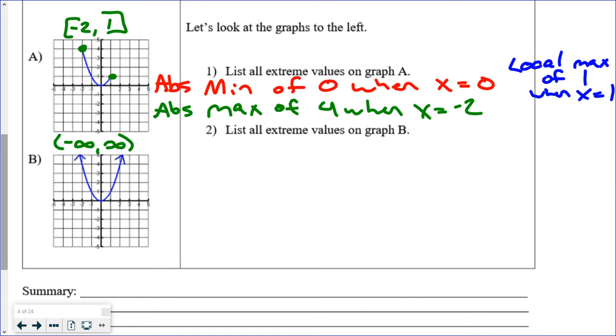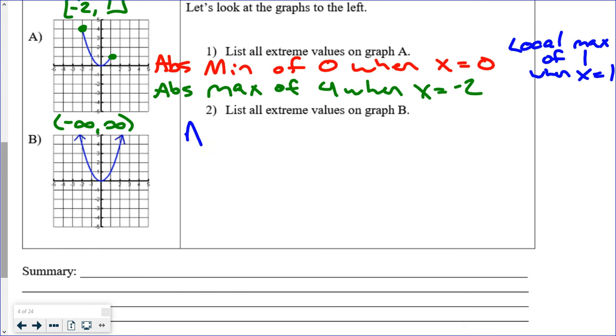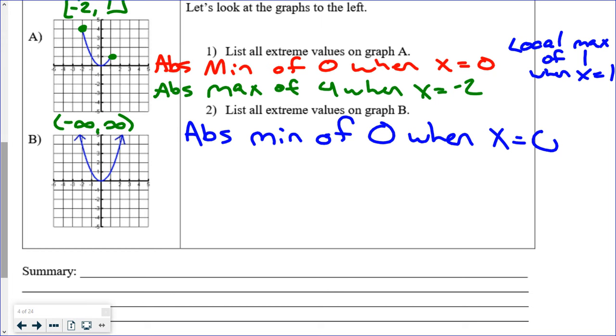How about on the second one, where the domain was unbounded? Someone different. Luke. 0, 0. Okay. I agree. It is the absolute minimum. It's the lowest point overall. Would this graph have a local or an absolute maximum? No. It just grows forever.